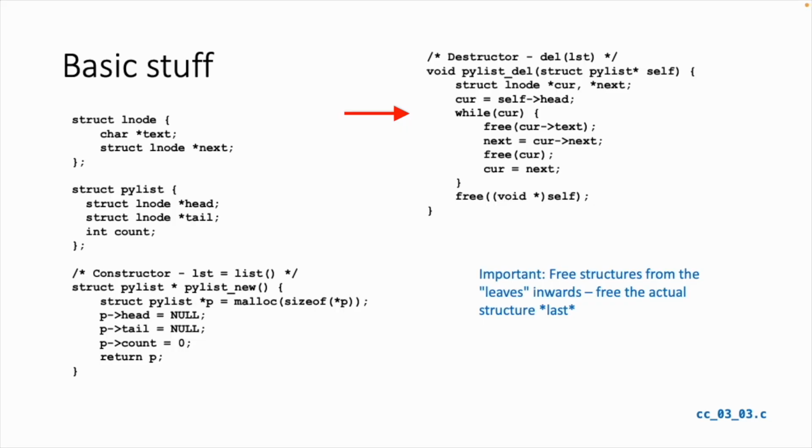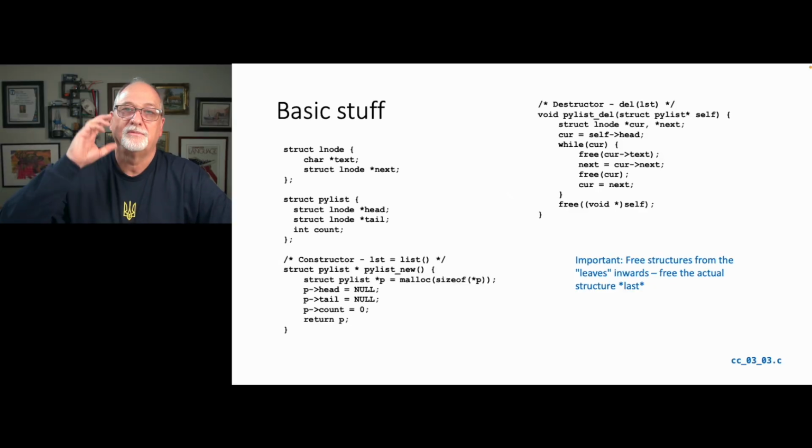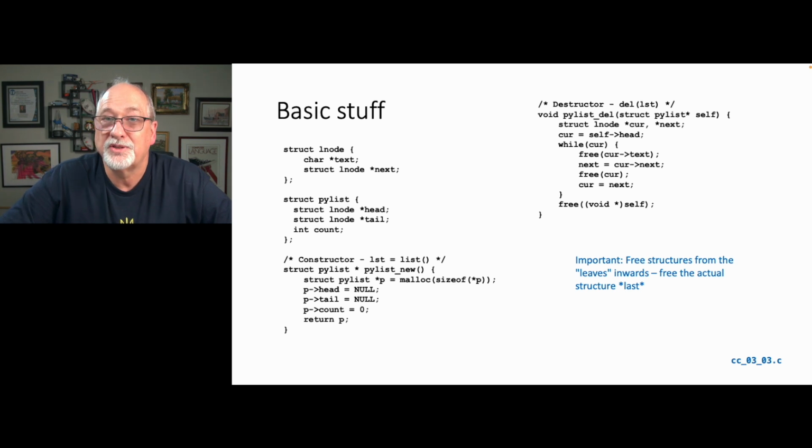Now the destructor is a little trickier because we actually have to go through the list and free up all of the text areas, not just the struct lnodes, but we've also got the char star text that we've got to get rid of. So what we'll see here is that in the PyList del, we're going to carefully start at the head and then loop through. And remember that free cur has got to be the last thing we do with cur. Once we say free cur, that's the lnodes, we're not supposed to touch cur ever again.